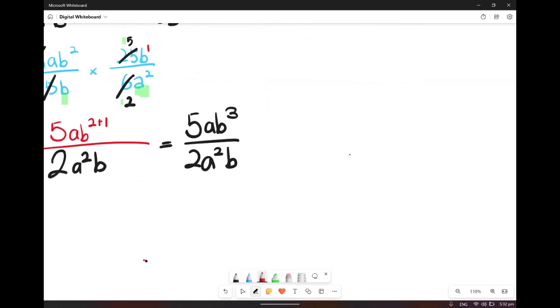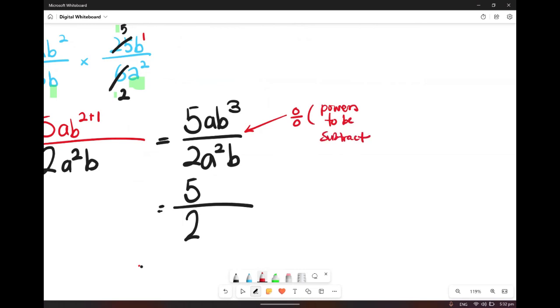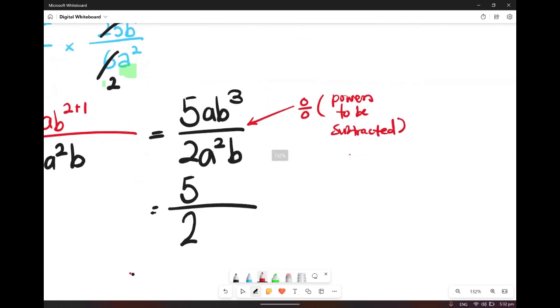Now, more importantly, right, is the division sign over here. Okay, so let's do the first part. 5 over 2 remains, okay? Now, when there is a division, this is a division sign, correct? That means to say my powers to be subtracted. Am I making sense? Okay, powers to be subtracted.